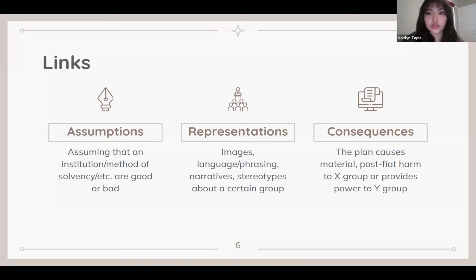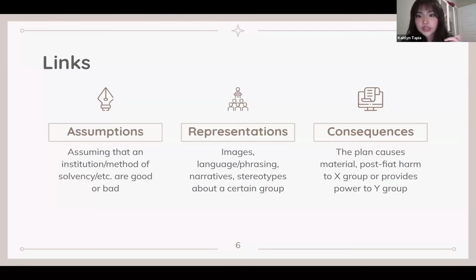Next is representations, which are a little bit different, right? It's not necessarily an assumption per se, but more so how a certain argument has been phrased or represented, or the way in which the discourse of the 1AC was deployed. These can have impacts such as stereotyping certain groups or constructing a broader overall narrative, which can have negative consequences other than just the material effects that the affirmative seeks to produce or to prevent.